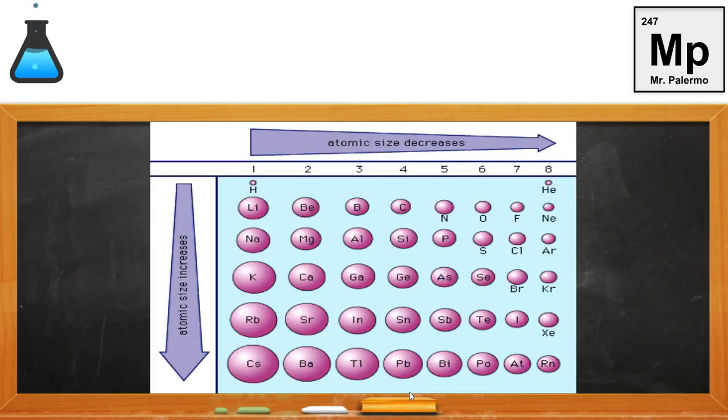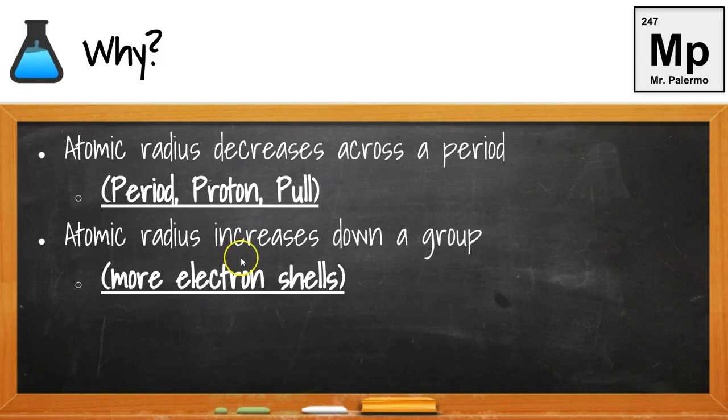So here's an overall view of the trend in atomic radius. As we mentioned, the atoms decrease in size going from left to right, and then they're going to increase going down a group. And that is because, as we said, there's an increase going across a period in the amount of proton pull or nuclear pull. So the best way to remember that is period, proton pull, and then going down any group, there's an increase in atomic radius due to more electron shells.